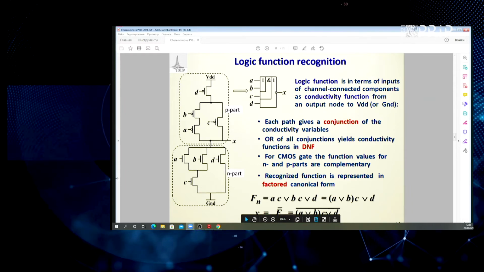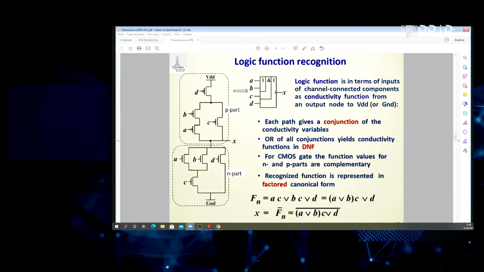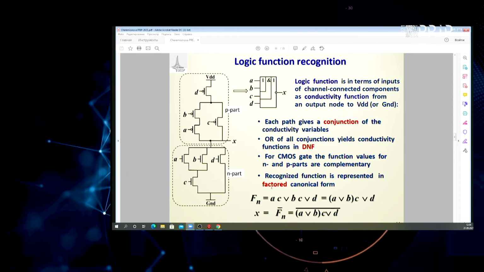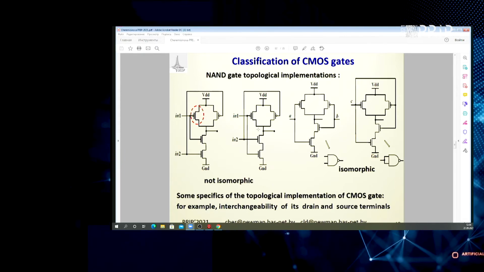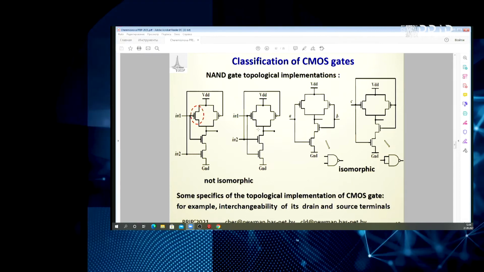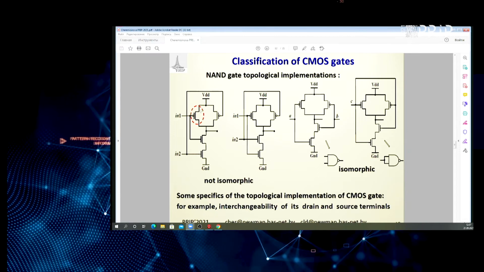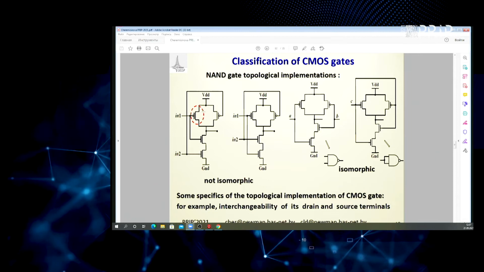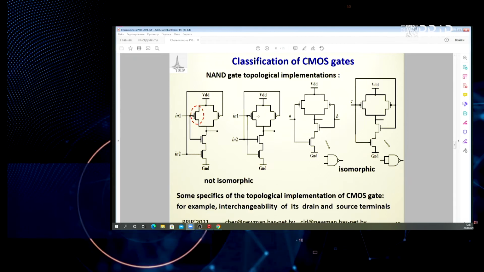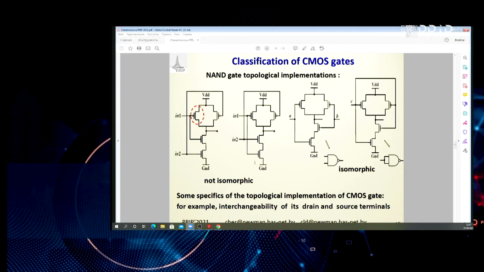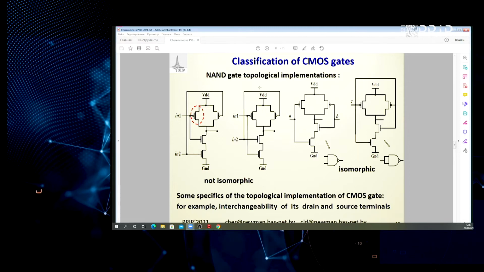To classify CMOS gates, the conductivity functions are represented in a canonical form that is obtained by algebraic factoring of the expressions. However, not all functionally equivalent CMOS gates are topologically identical. That is because of specifics of the topological implementation of CMOS gates. For example, the drain and source terminals can be interchanged. Here is an example of such exchanging of drain and source terminals, and so the structures are not isomorphic. The topological equivalence of CMOS gate implementations is established by checking whether the corresponding graphs are isomorphic.